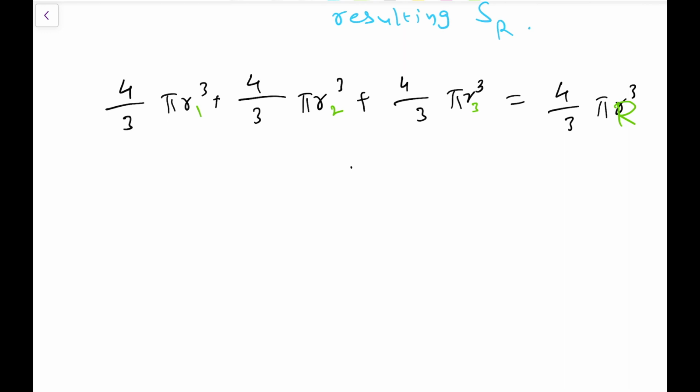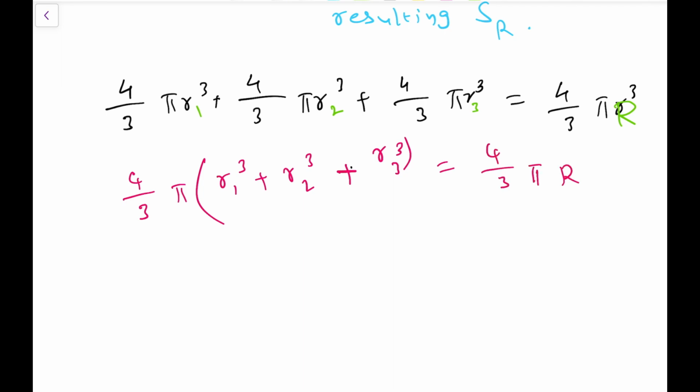Now if you observe, in all the terms 4 by 3 pi is common. So 4 by 3 pi, then we will get r1 cube plus r2 cube plus r3 cube is equal to 4 by 3 pi capital R cube. So left side 4 by 3, right side 4 by 3 cancel, left side pi, right side pi cancel. Then we remain with r1 cube plus r2 cube plus r3 cube is equal to capital R cube.